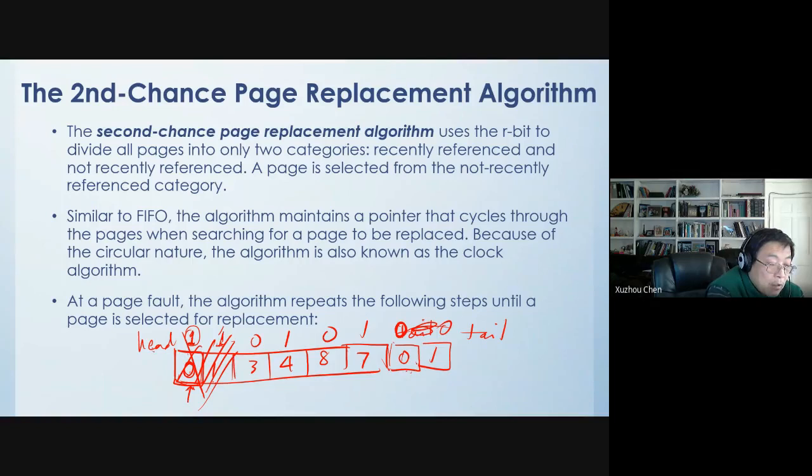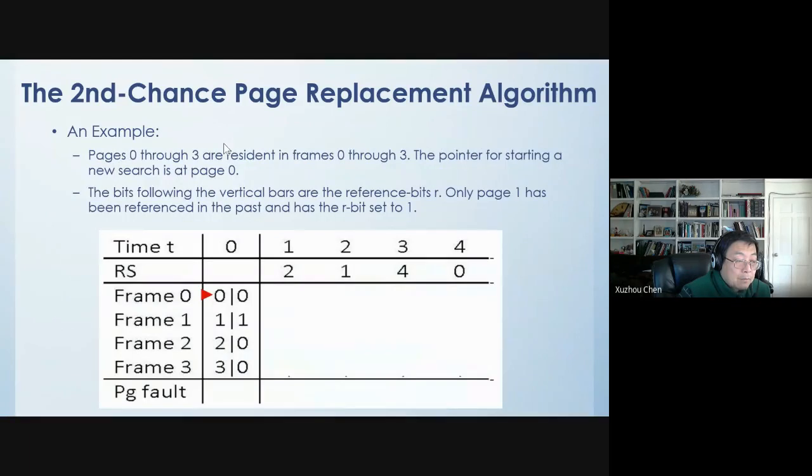So now page 3 is at the head, and its reference bit is 0. That means page 3 has never been referenced, never been used. So page 3 will be replaced. That's the second chance page replacement algorithm. It's similar to FIFO, but you add an additional bit.